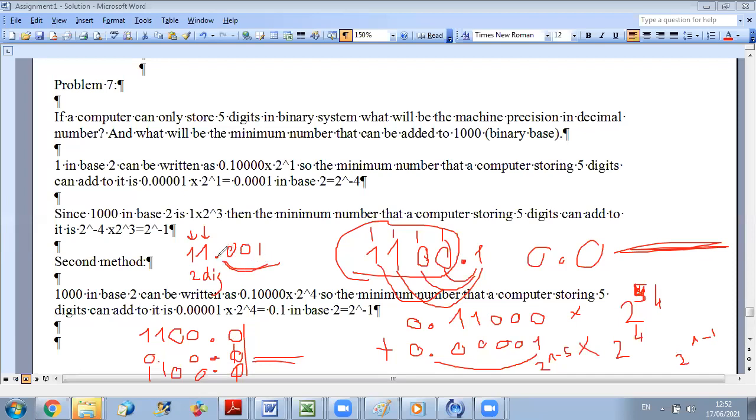Sorry, what is the difference if the 11 is binary or decimal? Let's see: if the computer is working in the binary system, and I ask what is the minimum number that I can add to this number but express it in decimal base, then at the end you tell me 0.001 in binary, which is equivalent to 2 to the power minus 3 in decimal.